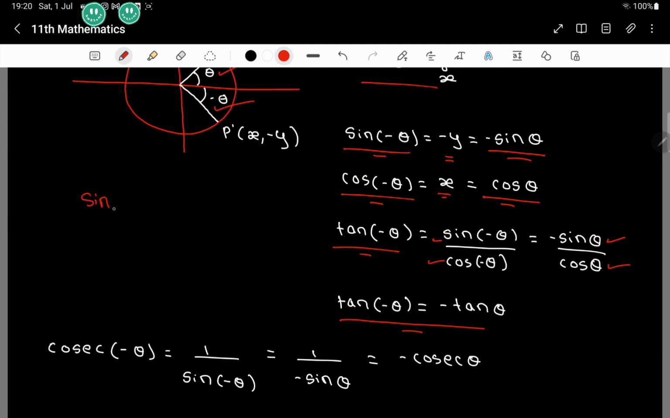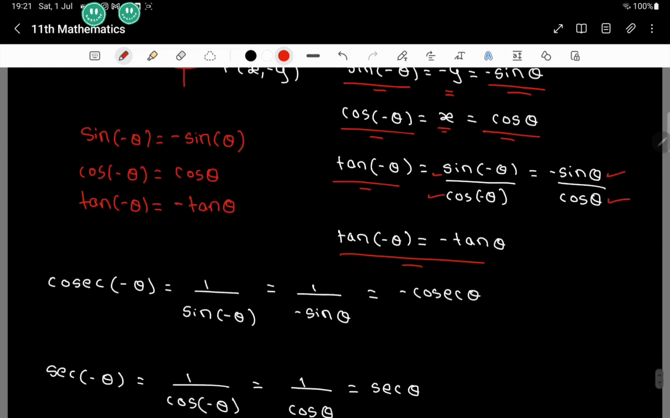So sine of a negative angle is the negative of sine of the same angle when considered positive. So sine of minus theta is minus of sine theta. Cos of minus theta is cos theta, and tan of minus theta is minus tan theta. Okay, now let us do this exercise for the other trigonometric functions.